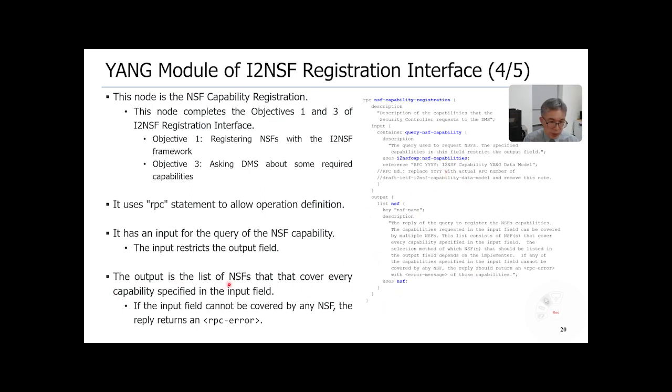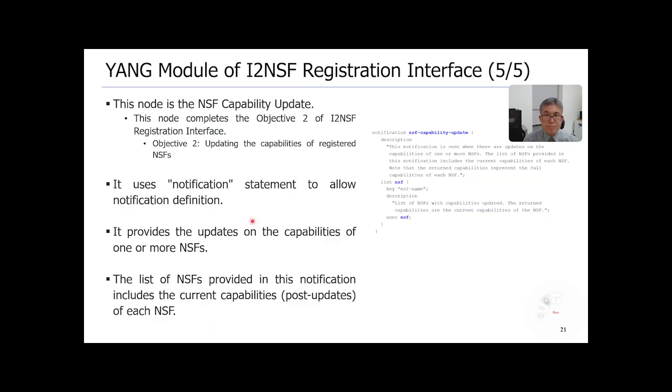The output is the list of NSFs that cover every capability specified in the input field. If the input field cannot be covered by any NSF, the reply returns an RPC error.